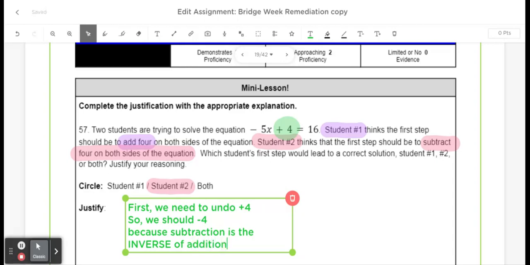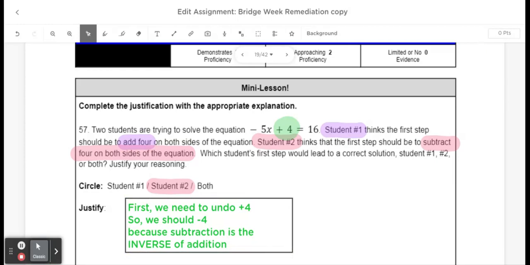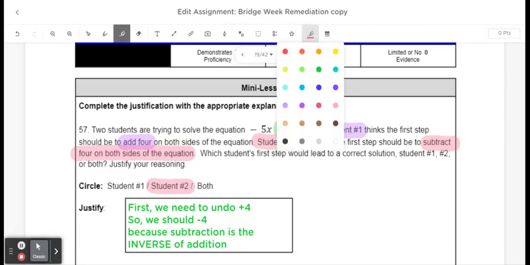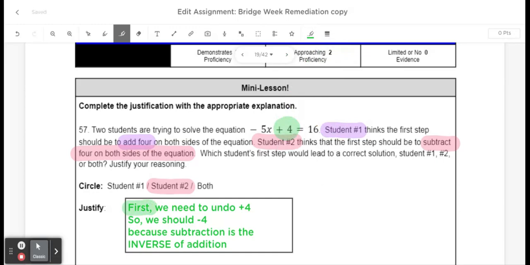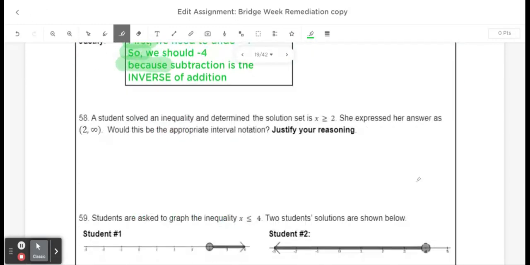So what we're going to do is we're going to say 3 things. So your answer should have 3 parts. You're going to say, what should we undo first? So first, what should we undo? How should we do that? So we should subtract. And then why? Because subtraction is the inverse of addition.